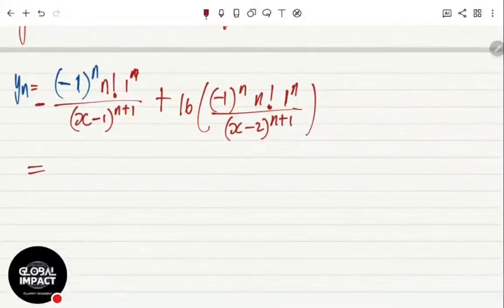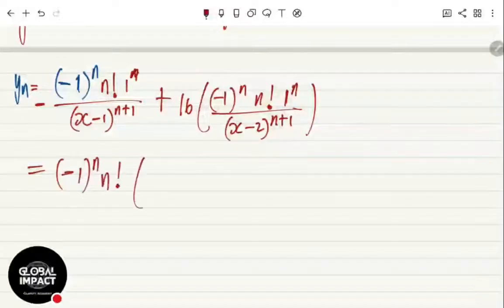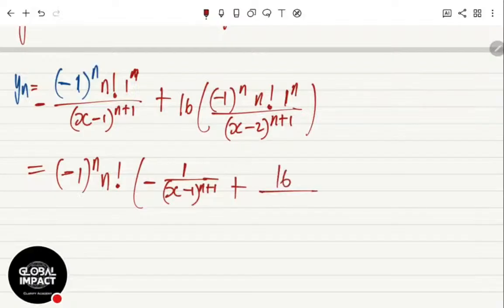You can factor out some things, like negative 1 to the n times n factorial. And here what would we have? Negative 1 over x minus 1 to the power of n plus 1. Then here we say plus 16 all over x minus 2 to the power of n plus 1, because 1 to the power of n is still 1. Any number, 1 to the power of anything is still 1.